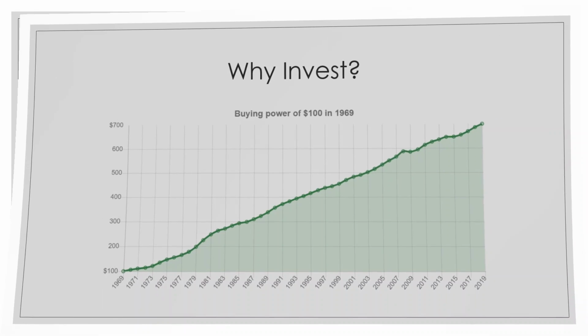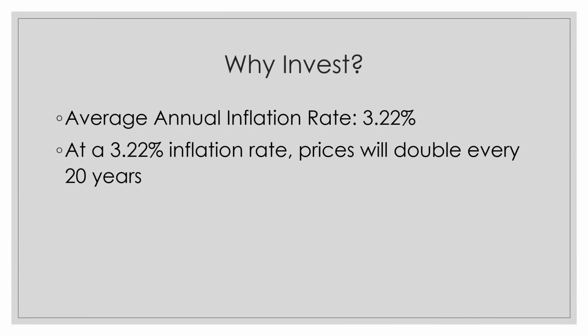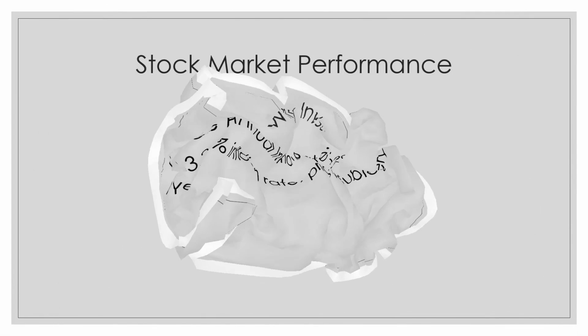On average, the annual inflation rate is around 3%. At this inflation rate, prices will double about every 20 years. This means that a widget that costed about $100 in 2001 would cost about $200 today in 2021. So how can we counteract inflation? We need to help our money grow with time. This brings us to the stock market.